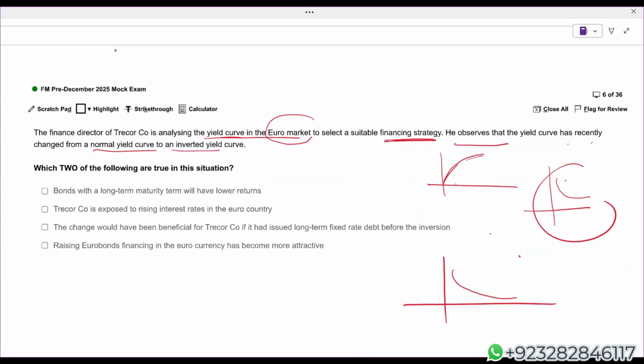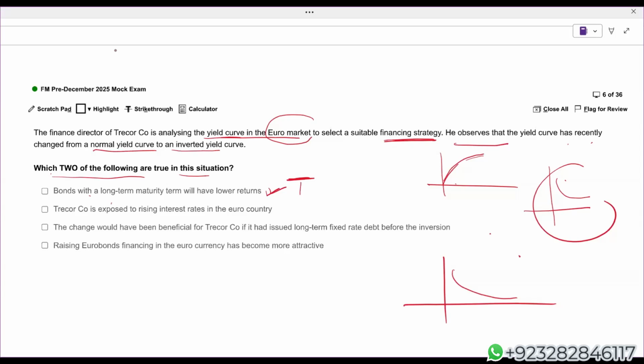Let's see. Which two of the following are true in this situation? One more thing: inverted means the longer the maturity of the bond, the interest rate will fall. Let's see. A bond with a long-term maturity will have lower returns, which makes sense. True.